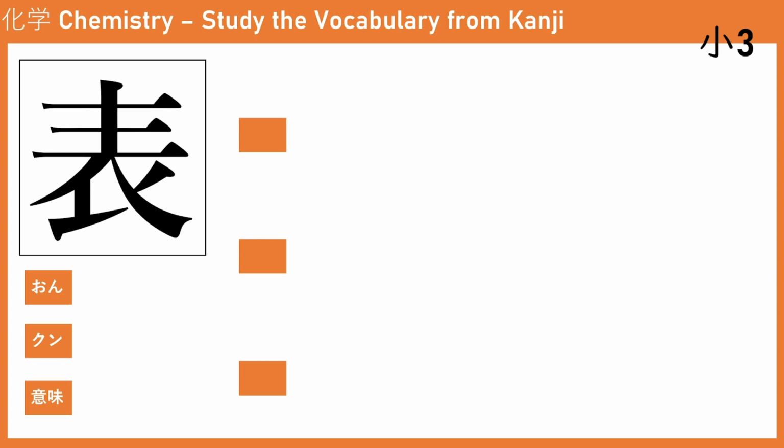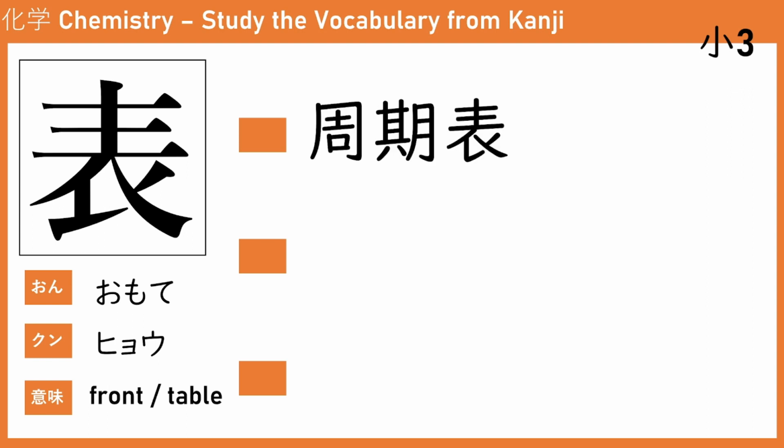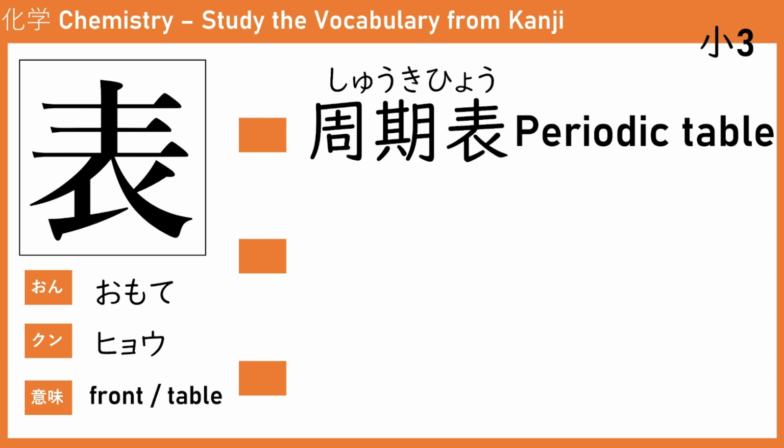Next kanji is hyo. Hyo or omote. Omote means front, in front of. The reverse of behind. So in front of. Or when you say a table, not the table with the chair, but the table of periodic table. So the graph, that one table. Okay, so we got the shukihyo, which is the periodic table.